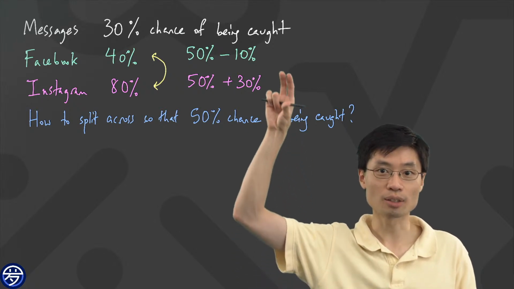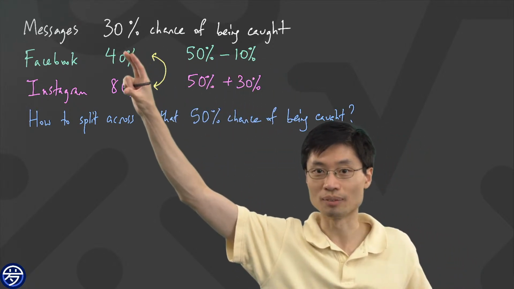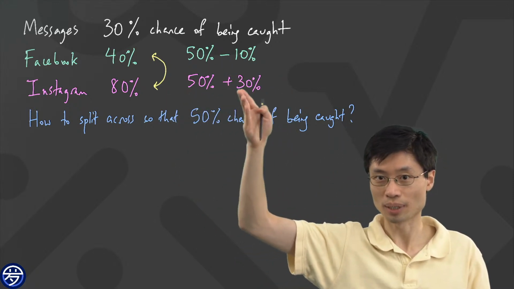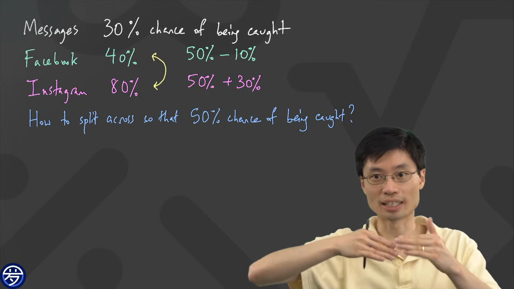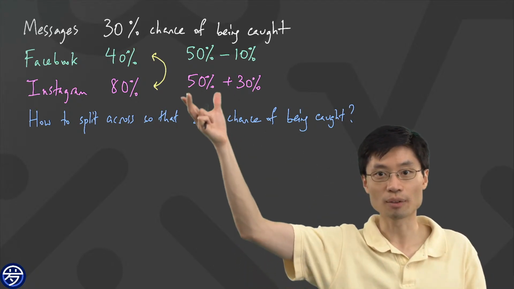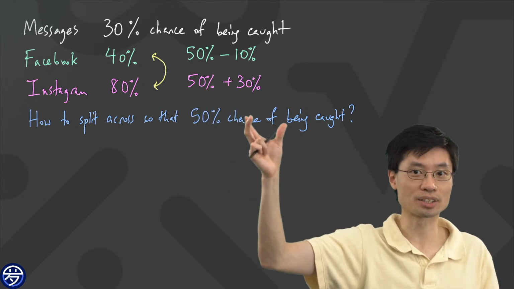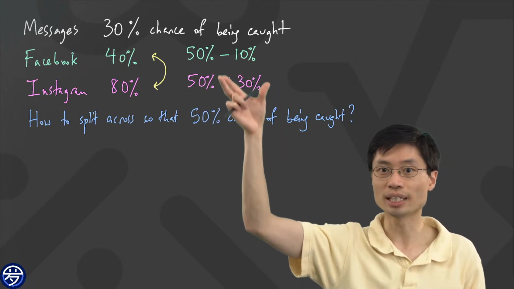Your chance of being caught will be exactly half of the sum of these. It will be the average of those 2, which should be 50 minus 10 and 50 plus 30. Does anyone know what's the average of these 2 numbers? It's 50 plus how much? What's the average of the green and the pink?